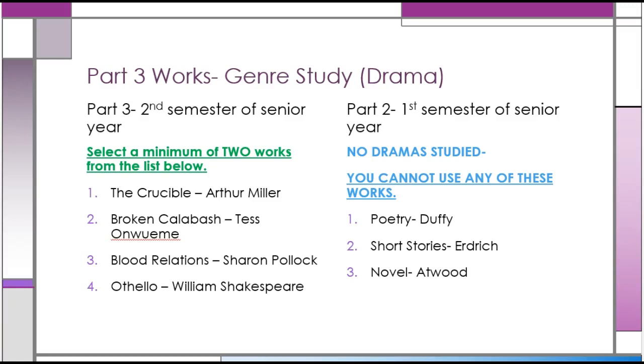Now, the directions say you could do a work from part 2 if the genre is relevant, but in part 2, we didn't study any dramas. We did the poetry, we did the short stories by Eldritch, and we did the novel by Margaret Atwood. So that's why we can't use any of these, so please don't get yourself confused. Only write about the plays.